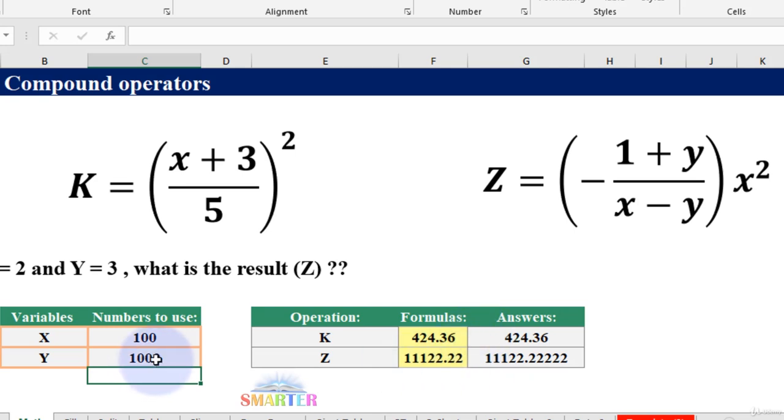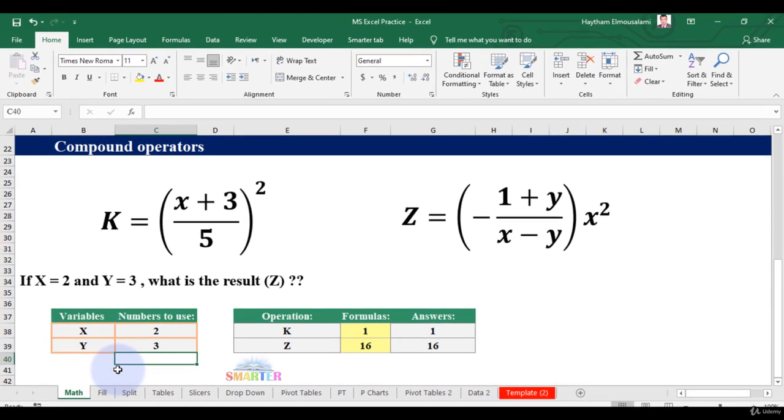So if you want to change x to 2 and y to 3, the k value will be 1 and the z value will be 16. And this is the answer to our quiz today.